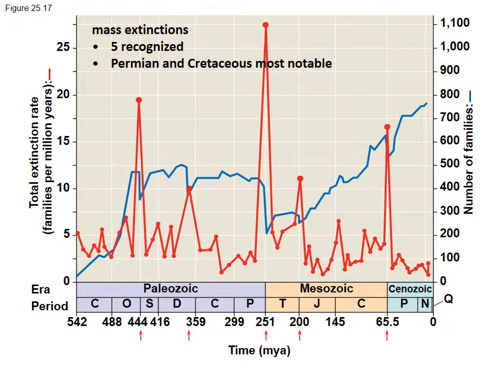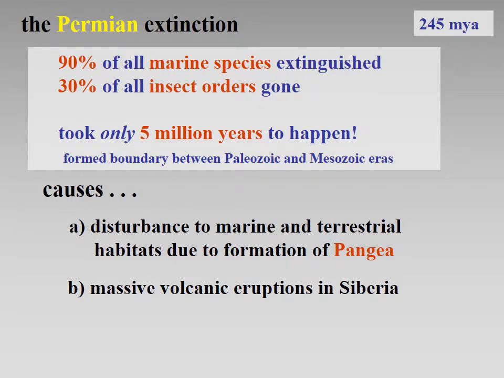Talk about one that ended at the end of the Permian. That was 251 million years ago down below, the end of the Paleozoic. And then, of course, we'll talk about the one of the Cretaceous, which is at the end of the Mesozoic, which is 65.5 million years ago. So let's look at the Permian. The Permian extinction about 240, 250, somewhere around there, million years ago, wiped out about 90% of all marine species, about a third of all insects, and it happened pretty doggone quick, about 5 million years, which is pretty rapid in geological terms.